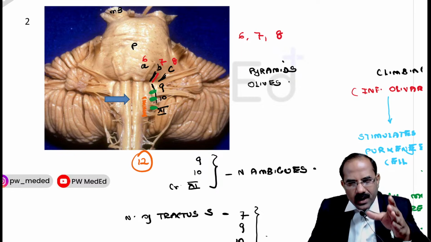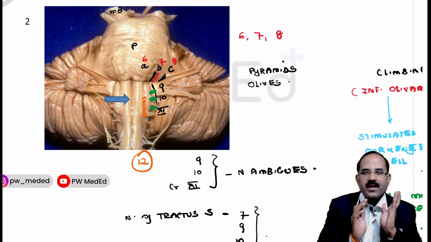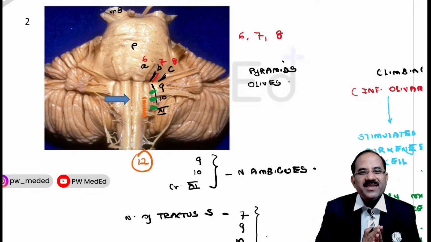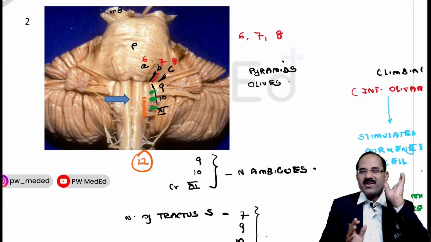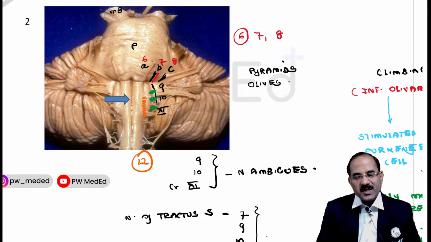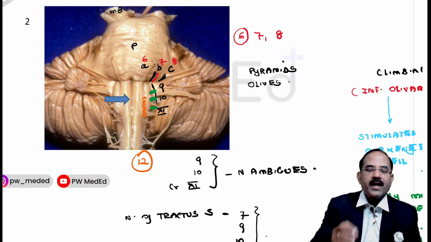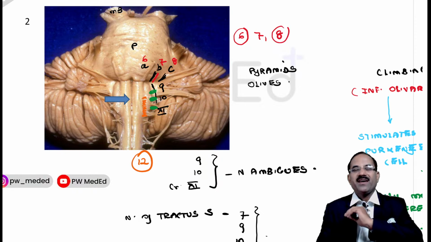Just remember this. The motor nerves are the most medial nerves and the sensory nerves are the most lateral nerves. So the purely motor nerve is the 6th, so it is most medial. And the purely sensory nerve is the 8th, and it is the most lateral.